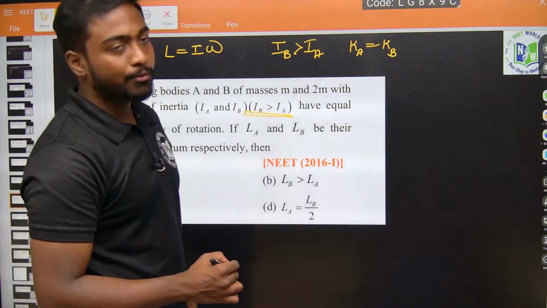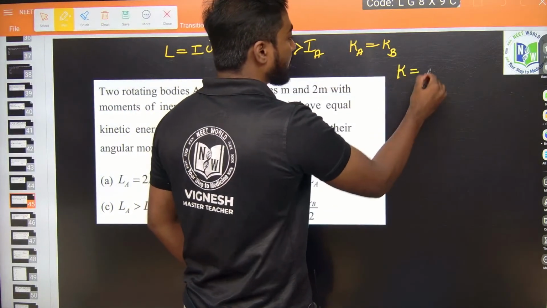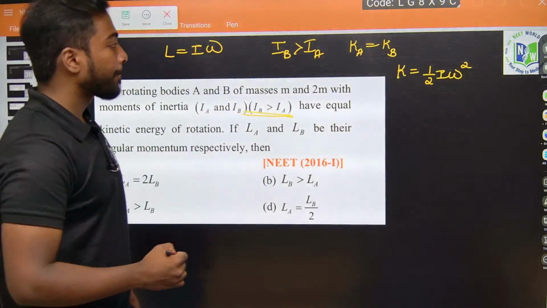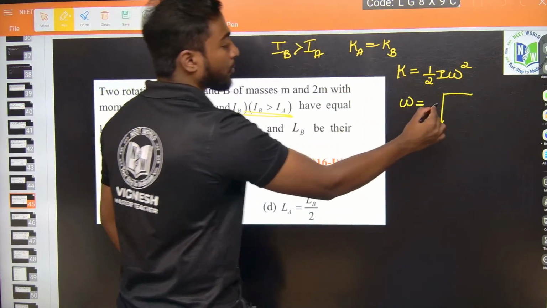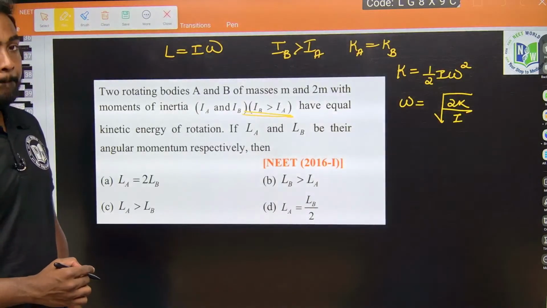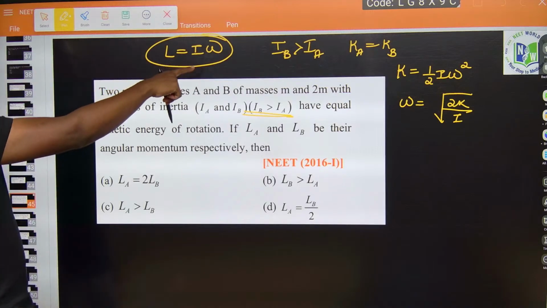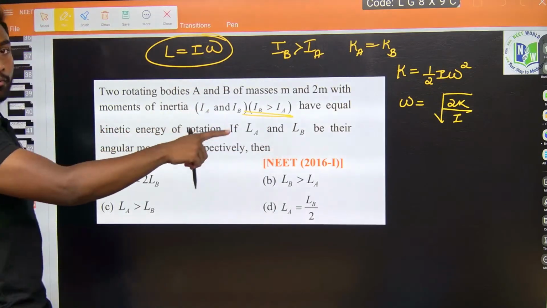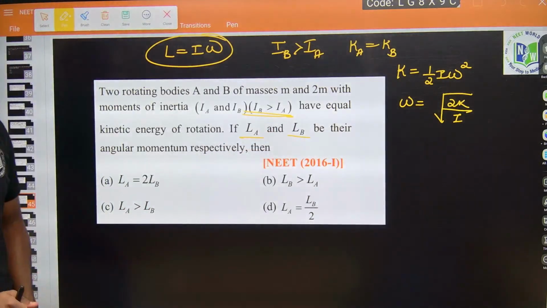Half mv square is the formula for kinetic energy, but for rotational bodies kinetic energy K is equals to half I omega square, where omega will be equals to root over 2K divided by I. Okay, this is the omega. Now I need the relation between L and I, where I is given and omega I have taken. If I substitute the values, I will get LA as well as LB, whether it is equal, greater than or less than.